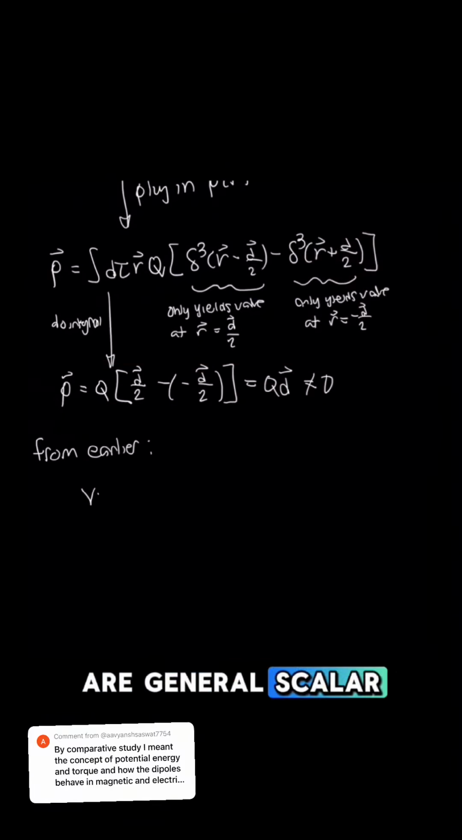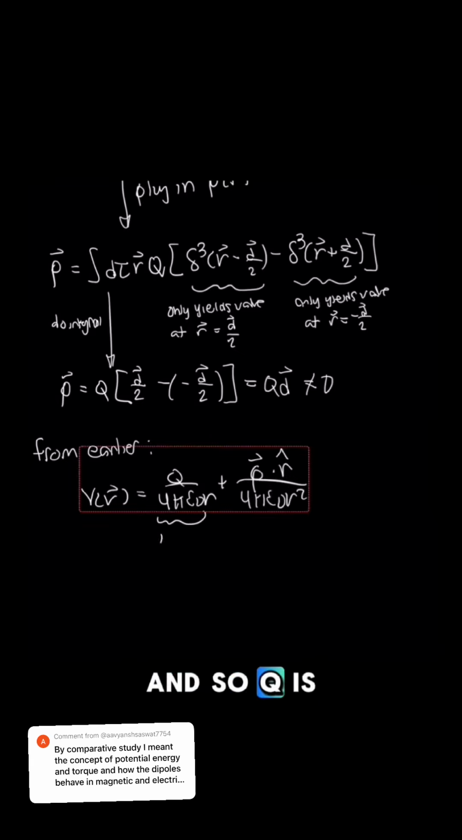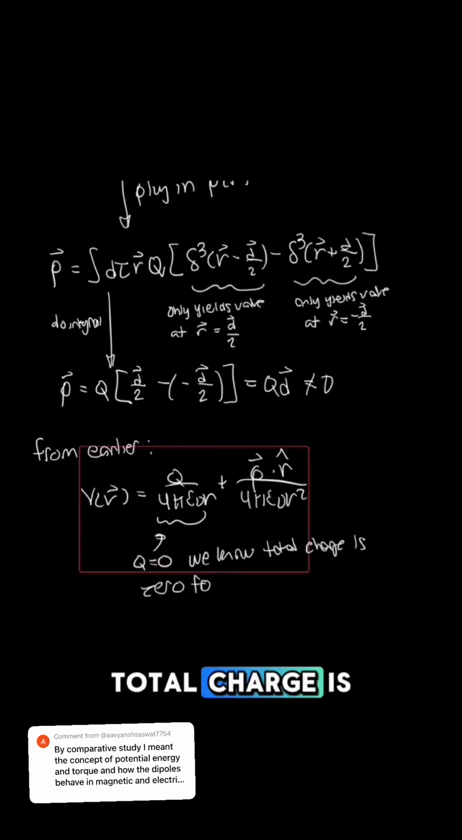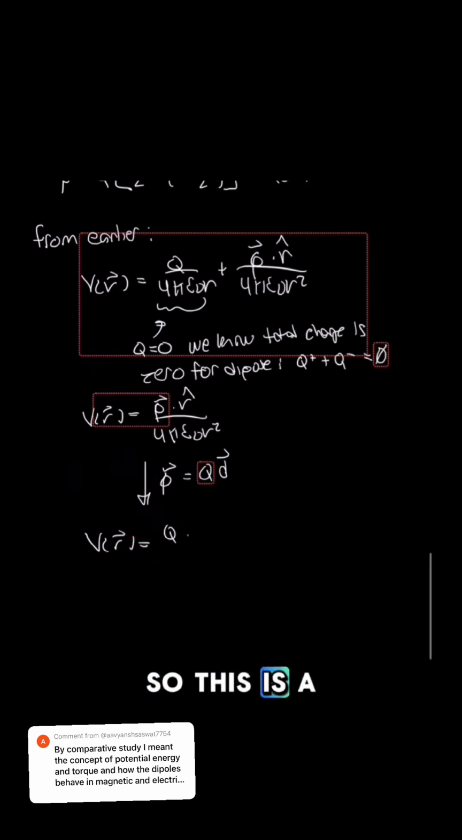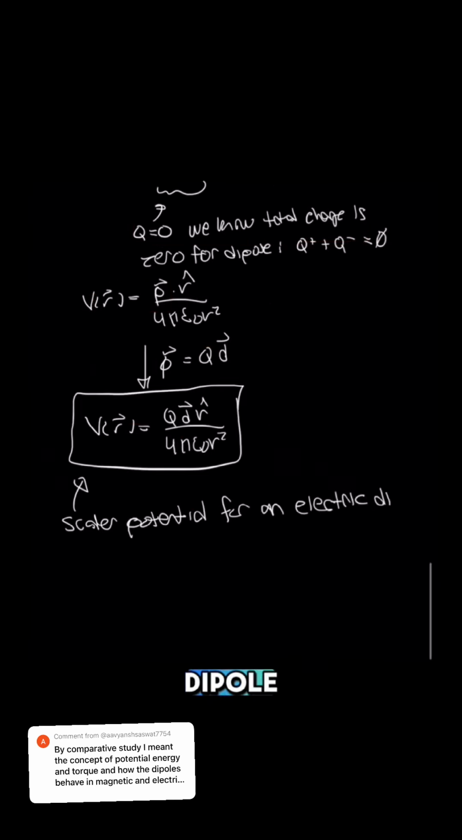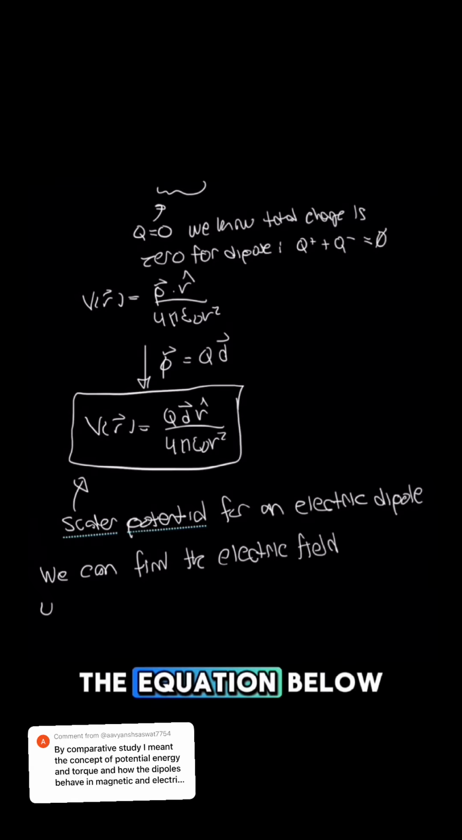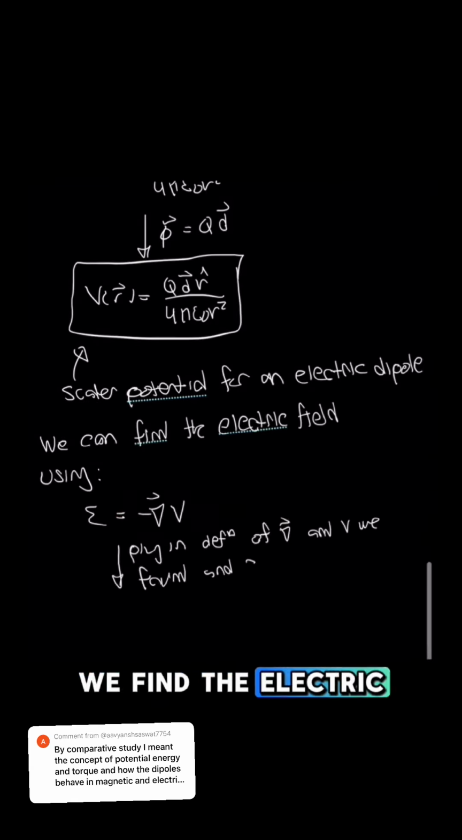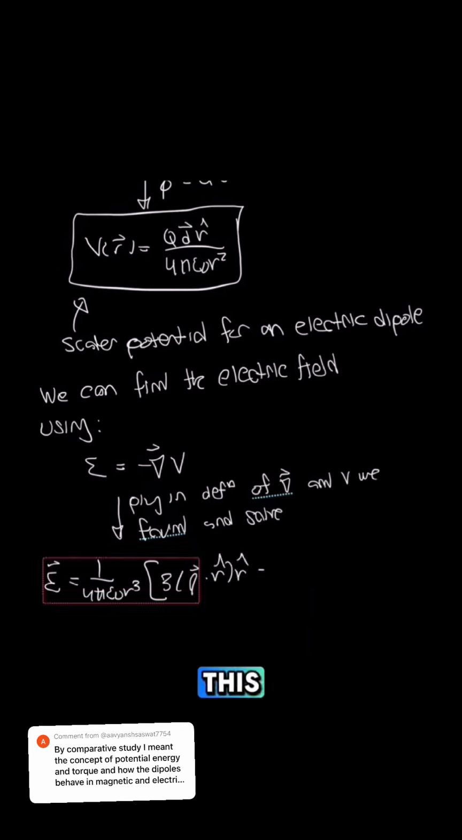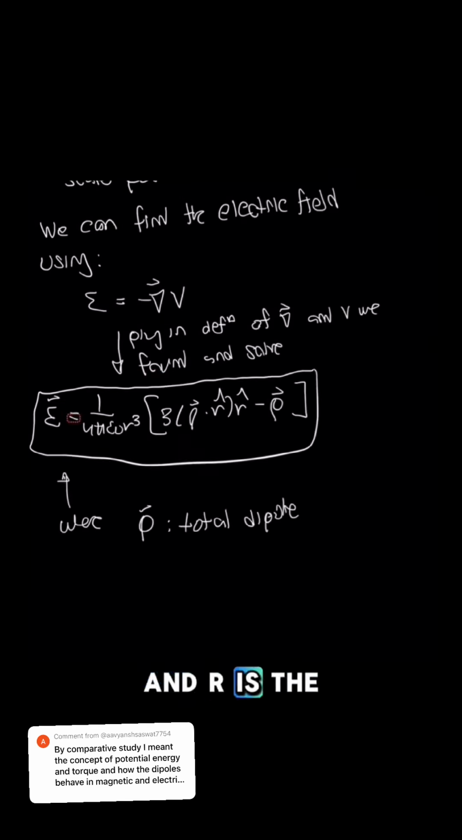Our general scalar potential function is given by this, and so q is equal to 0 because we know that the total charge is 0 for a dipole. We can plug in the dipole moment we just found and we get this. So this is the scalar potential for an electric dipole, and so we can find the electric field using the equation below. So if we plug in the gradient and the scalar potential, we find the electric field of the dipole is equal to this, where p is the total dipole moment and r is the distance from the dipole.